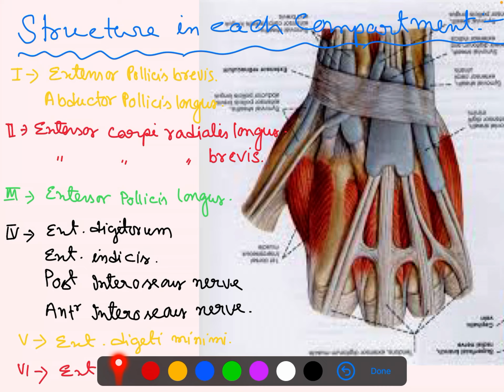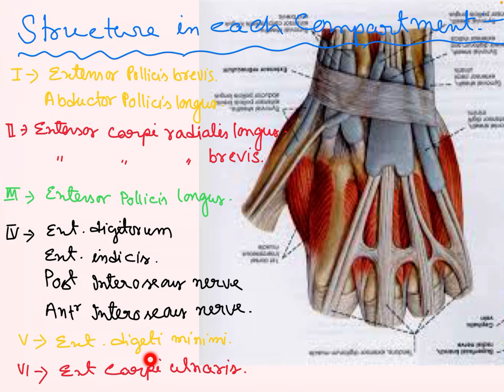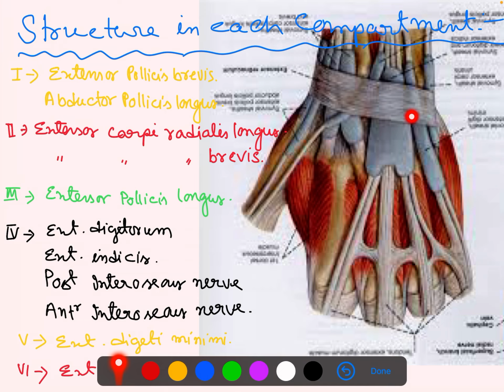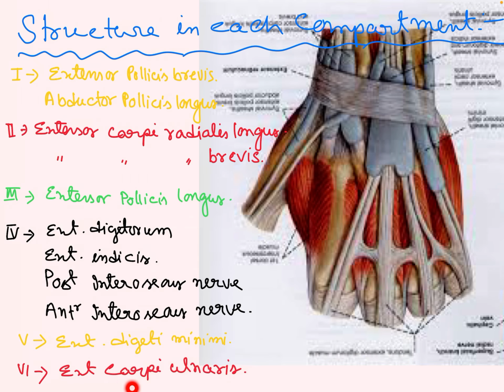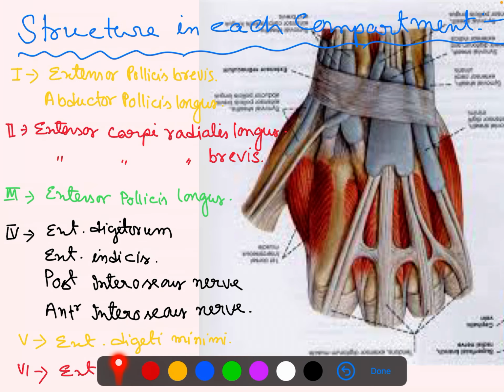In the fifth compartment, extensor digiti minimi. This is the fifth compartment and it is passing the extensor digiti minimi. And next, in the sixth compartment, the extensor carpi ulnaris. This is the sixth compartment, and the component passing through this is extensor carpi ulnaris.